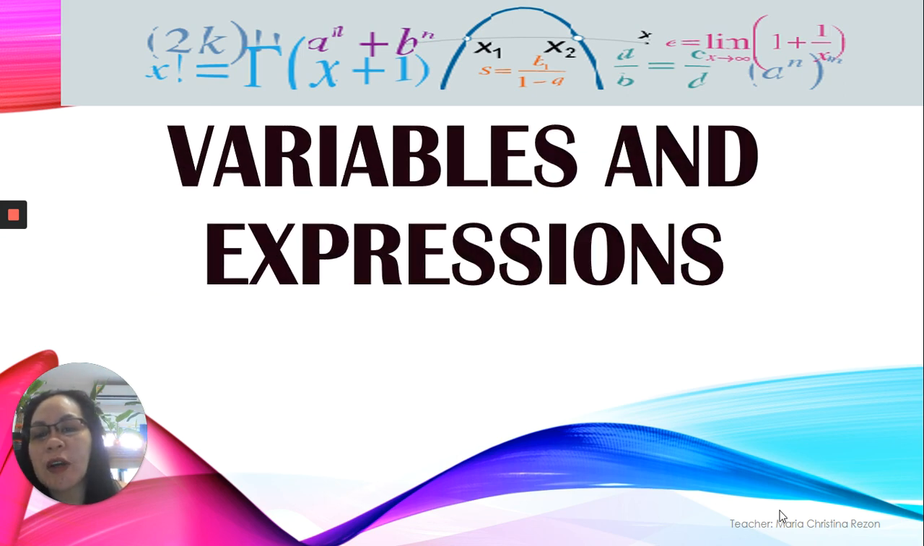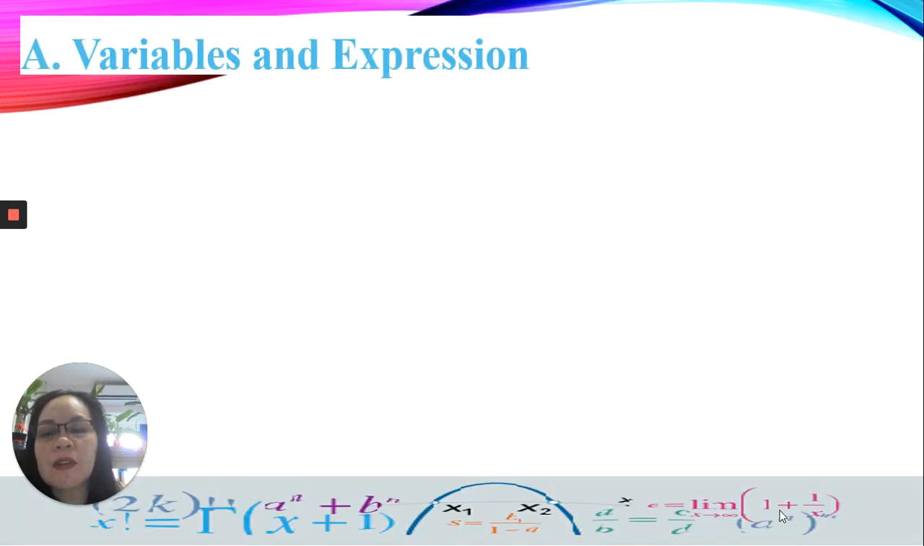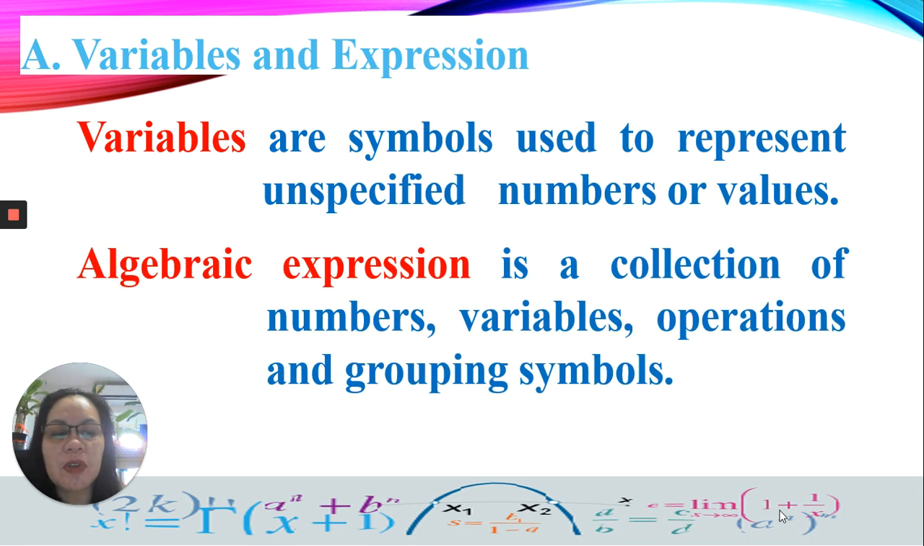So, what is a variable? In algebra, variables are symbols used to represent unspecified numbers or values. We also have the term algebraic expression, which is a collection of numbers, variables, operations, and grouping symbols.